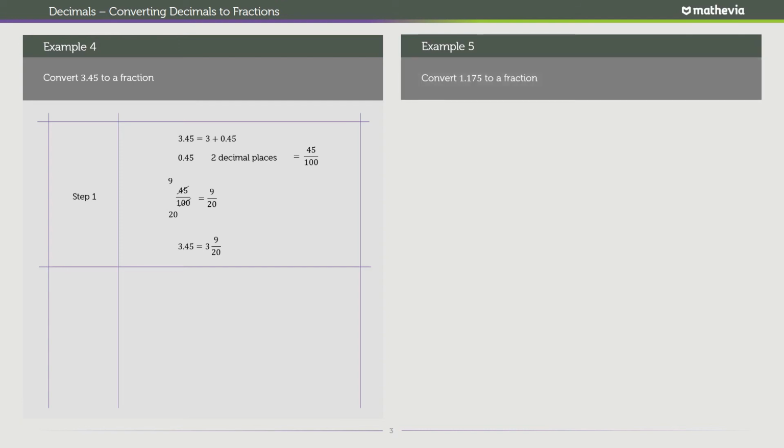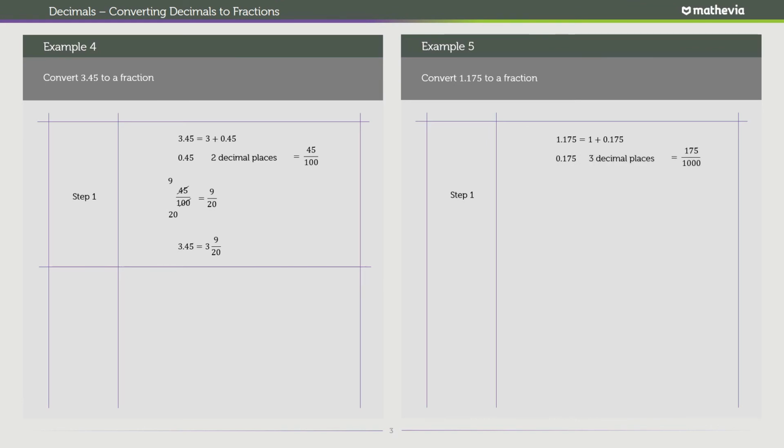Final example, really, really simple lesson. Convert 1.175 to a fraction. 1.175 equals one whole number plus 0.175. For 0.175, we have three decimal places, so we're going to divide 175 by 1000. From this point, we just reduce: 5 here gives 200, 5 here gives 35, 5 here gives 40, 5 here gives 7, and then we can't reduce any further. So we have 7 over 40, and 1.175 is one whole number and 7 over 40, and that's it.